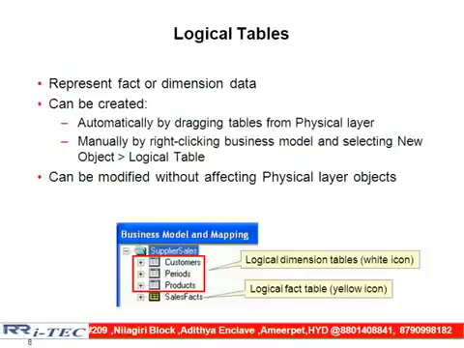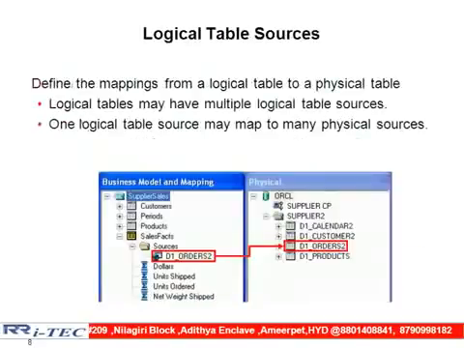Next, logical tables represent facts or dimension data. They can be created automatically by dragging tables from the physical layer, or manually by right clicking the business model and selecting new object. Okay, you understand the point, sir? Yes. They can be modified without affecting physical layer objects. That means whenever I rename, are the physical layer names changing, sir? No.